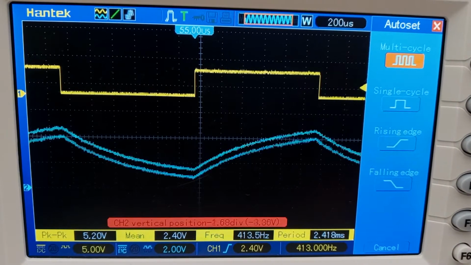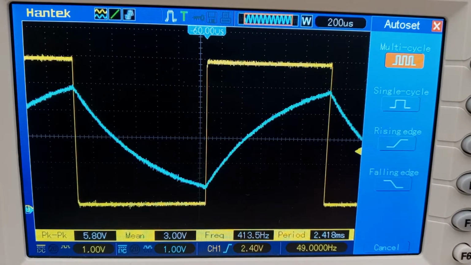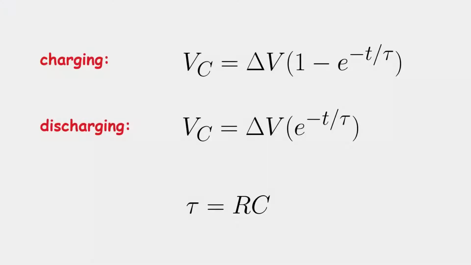The blue trace shows the voltage across the capacitor. We can see that each time the square wave switches on or off, the capacitor charges or discharges slowly to meet that voltage. These equations describe the voltage across the capacitor versus time in each case. The time constant in the exponential is equal to the resistance times the capacitance.